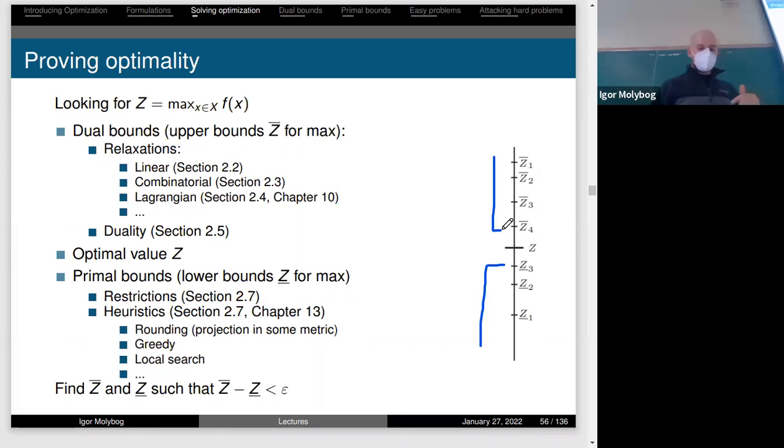If we are talking about a minimization problem, the dual bound is the lower bound on the optimal solution, and the primal bound is the upper bound on the optimal solution.